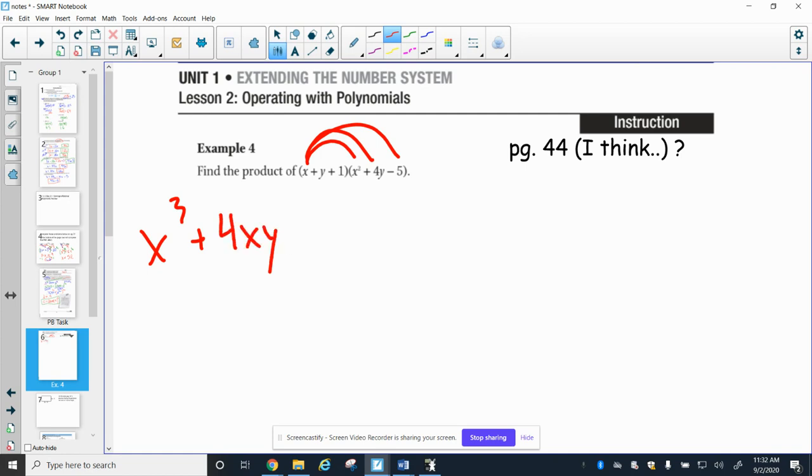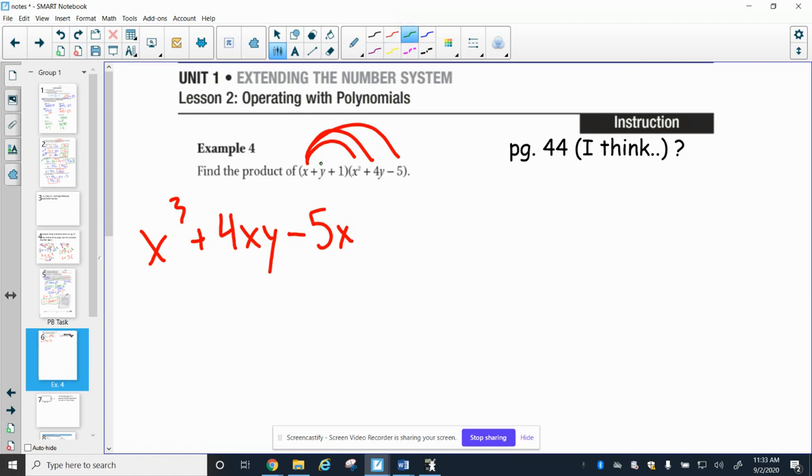4xy. One note, if you have two variables, try to stay consistent. It's going to look confusing if you do xy for one of your terms and then yx for the other one. So I'm just saying each of them I'm going to write x and then y. Then we have x times negative 5 minus 5x.